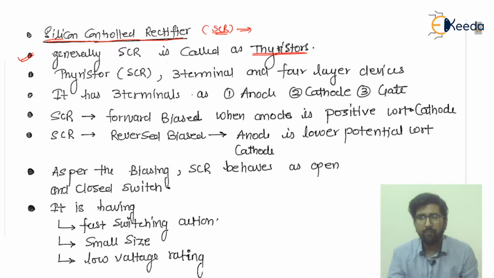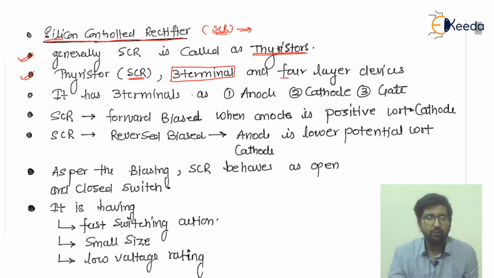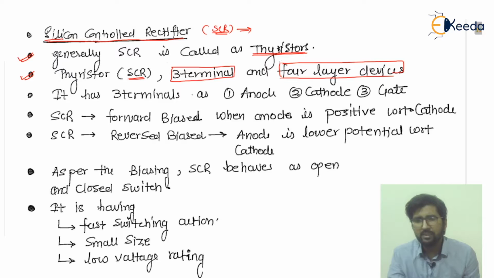Now we can say that the SCR is actually a 3-terminal and 4-layer device. A 4-layer device, that we have to remember. It has 3 terminals. And what are these 3 terminals? The first is your anode, the second is your cathode, and the third is your gate, and we need to remember this.